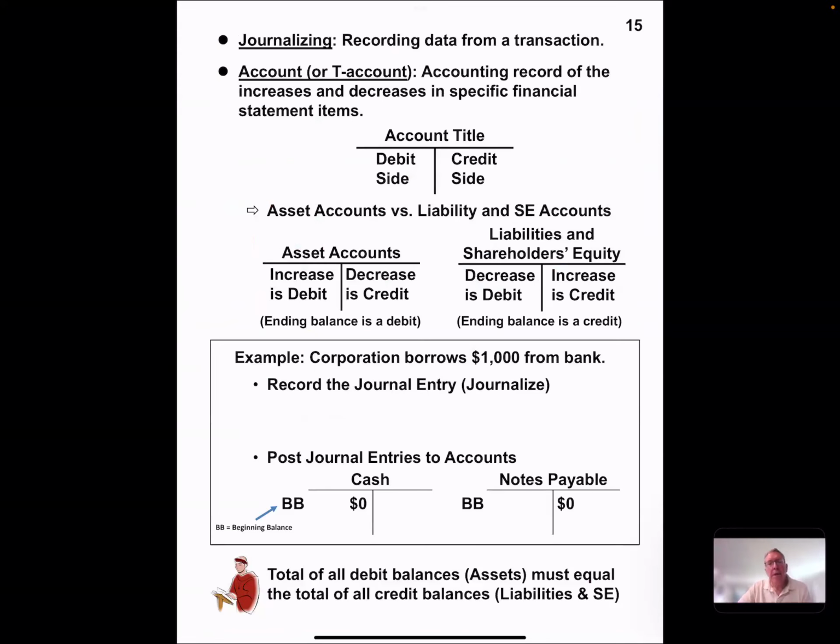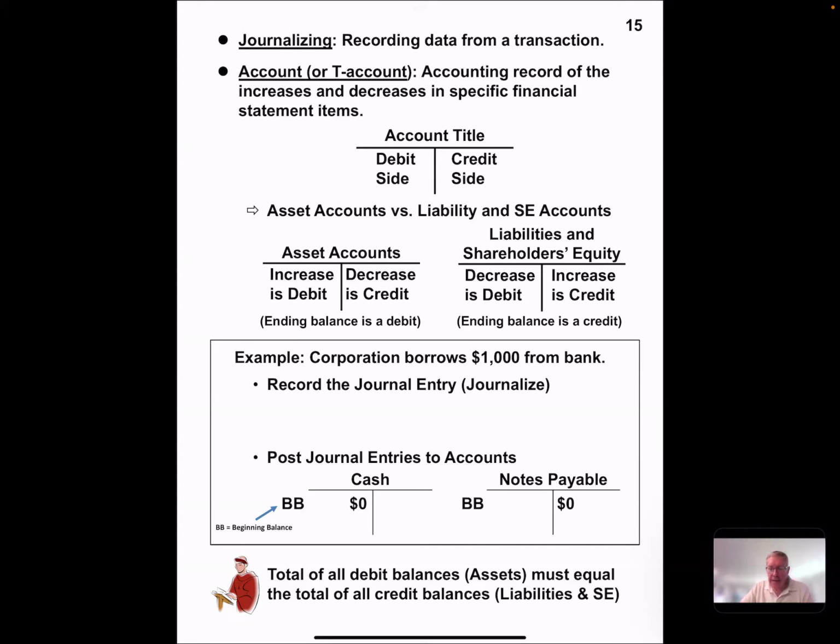Okay, so the way we do this, first thing we call this journalizing. What we mean by journalizing or recording a journal entry is to take the necessary data from a transaction and record it somehow. Now, if we were to go back 60 years ago, for the most part, this was done with paper and pencil. These days, everything is computerized or it's scanned, whatever the case may be, but there's some process in place so that when a transaction occurs, it gets recorded into our accounting system. The way we do this is by setting up accounts.